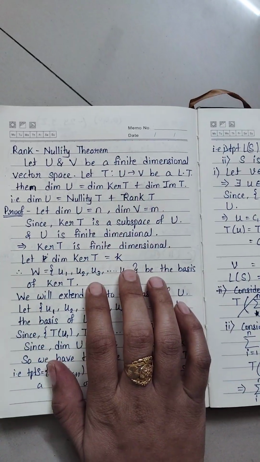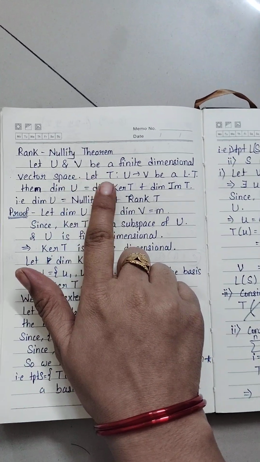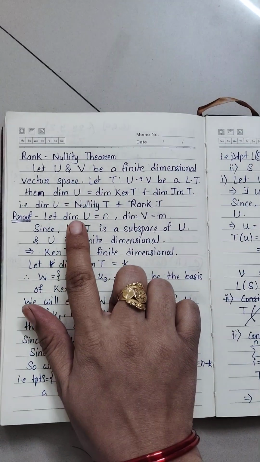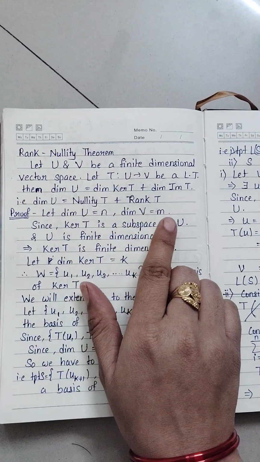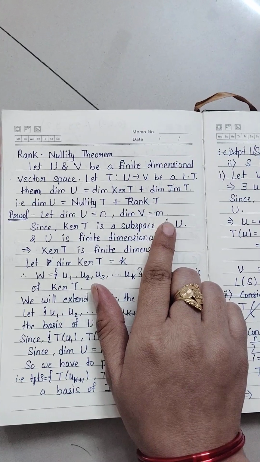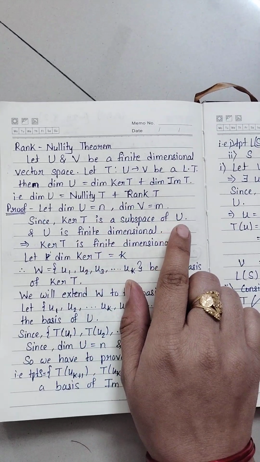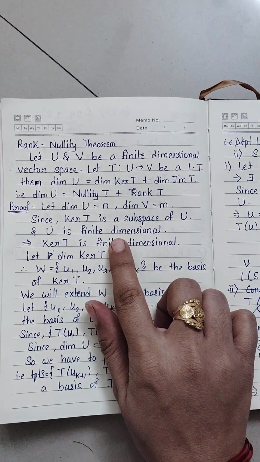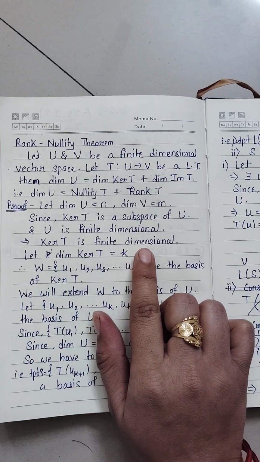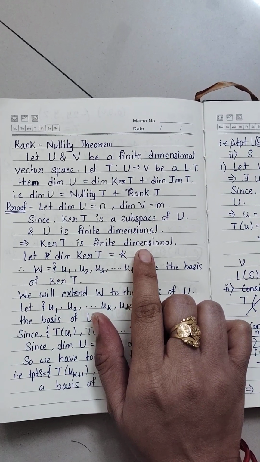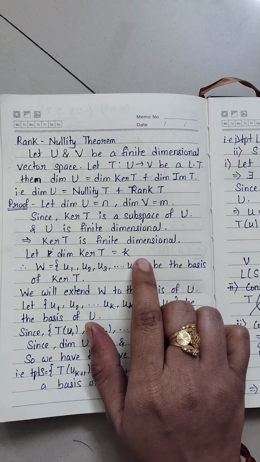Now we are going to see the proof of this statement. We know U and V are finite dimensional vector spaces. So first of all we will assume the dimension of U is n and the dimension of V is m. Now we know that the kernel of T is a subspace of our domain U, and U is a finite dimensional vector space. So our kernel of T is also a finite dimensional vector space. Now we will assume that the dimension of the kernel of T is k.